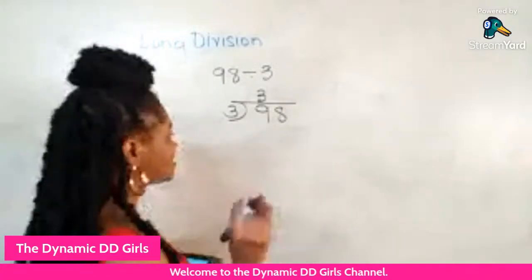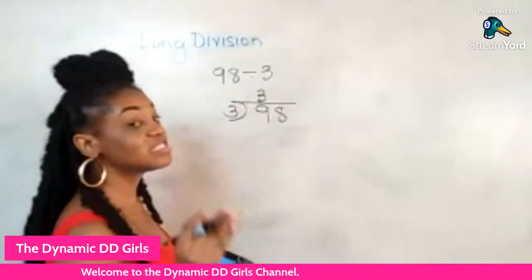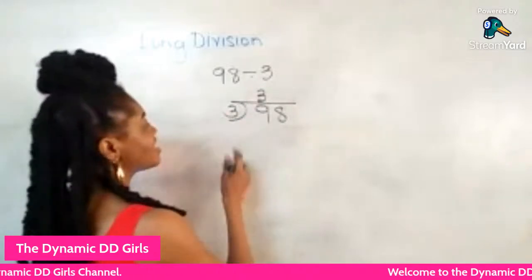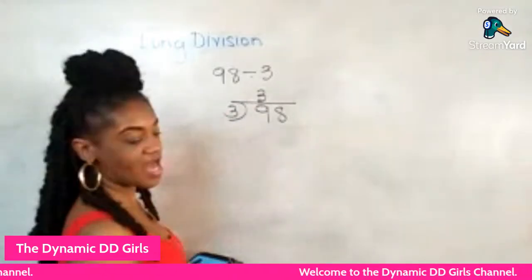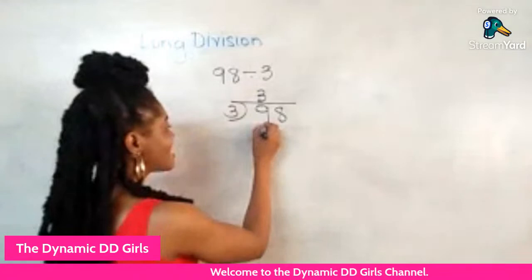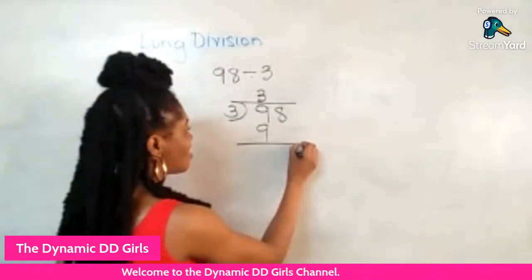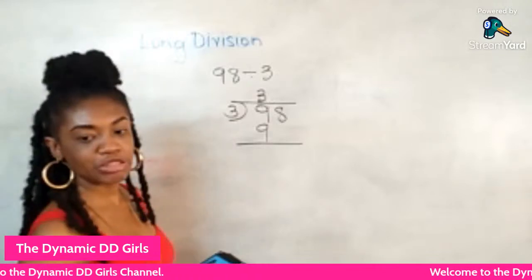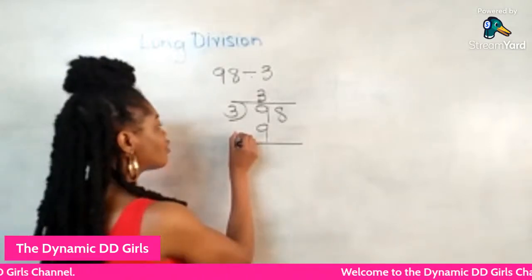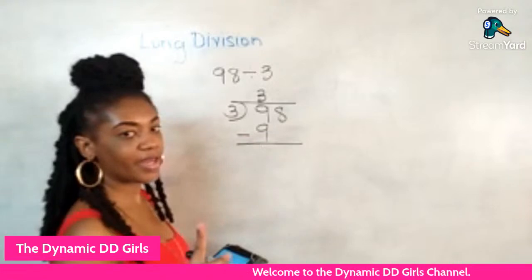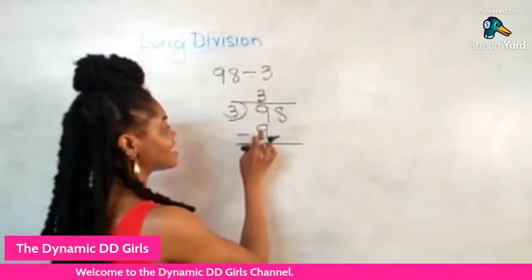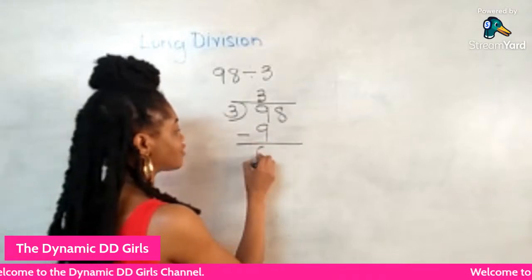So we just divide into 9. Now we're going to multiply 3 by 3. And 3 multiplied by 3, of course, you get 9. All right? So now the next thing that we are going to do is that we are going to take away, and of course, 9 take away this 9, you are left with 0.